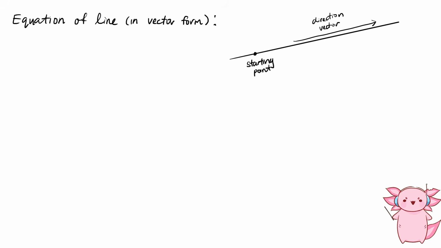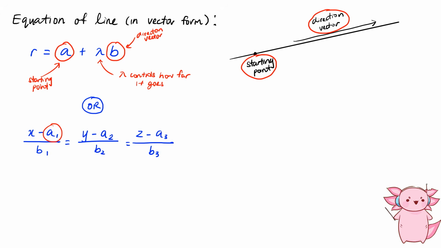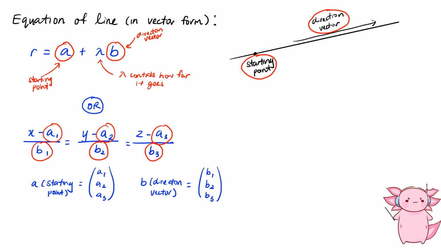Now the equation of a line represented using vectors is R equals A plus lambda B. It starts from a certain point A and it goes in the direction vector B, with a parameter lambda determining how long it is. Alternatively, it can also be in this form where A1, A2, and A3 represent the position vector of A and B1, B2, and B3 represent the direction vector B.